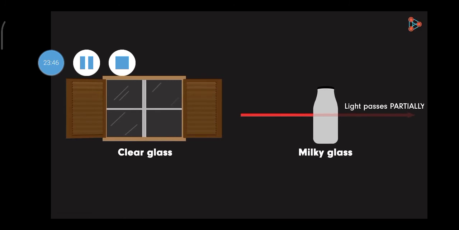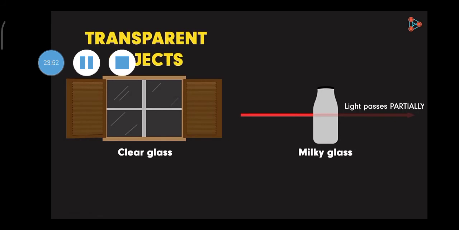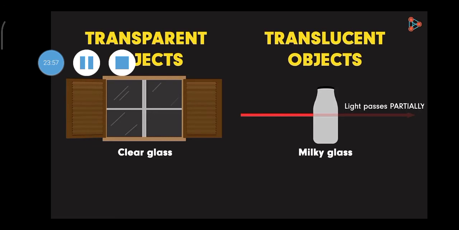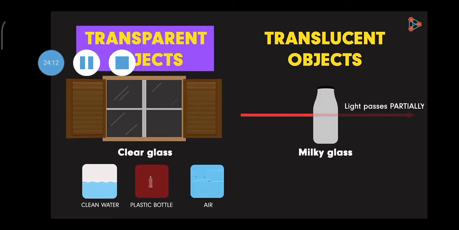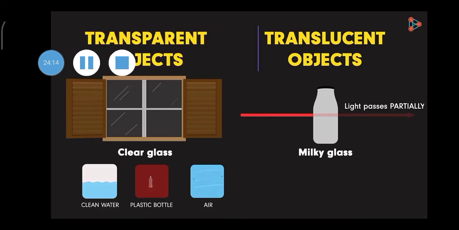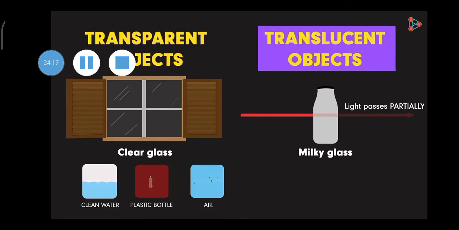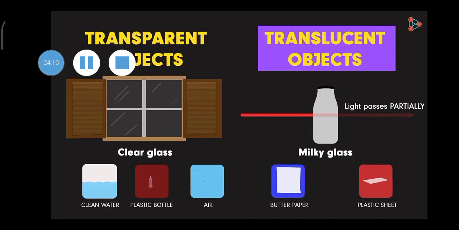While the objects like clear glass are called transparent objects, the objects which allow light to pass through them partially are called translucent. We can easily think of examples of opaque objects. But can you think of other transparent or translucent objects? Yes, clean water, glass, clear plastic bottles, and air are all examples of transparent objects. Can you think of examples of translucent objects? Yes, butter, paper, thin sheet of plastic, milky glass are a few examples of translucent objects.